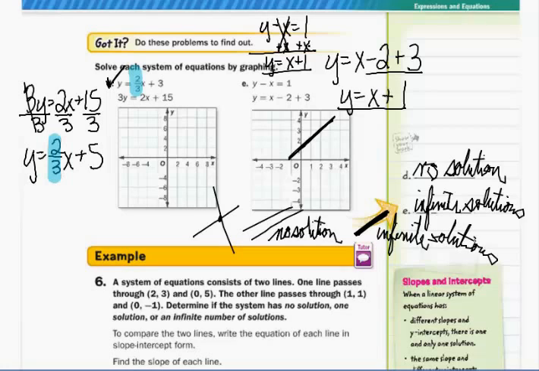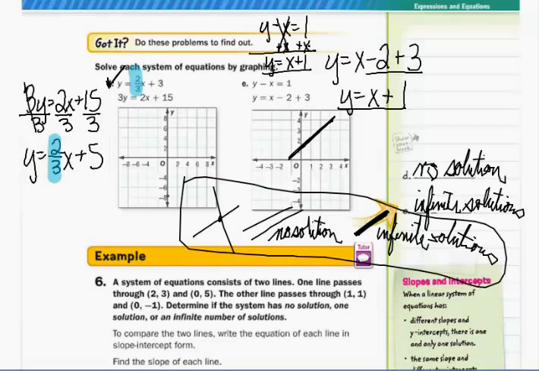So this would be something that I would highly recommend you putting in your notebook. All right, one solution, they would graph once. Parallel, no solution. One right on top of the other, infinitely many. Okay, good luck.